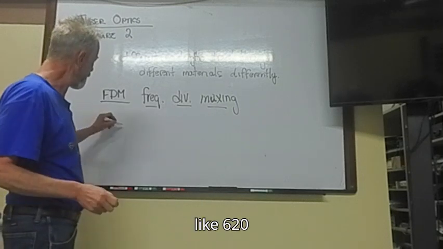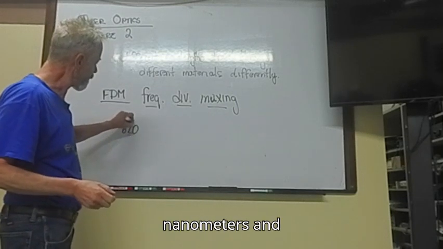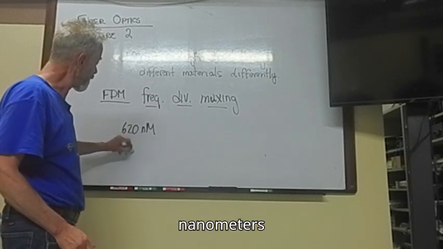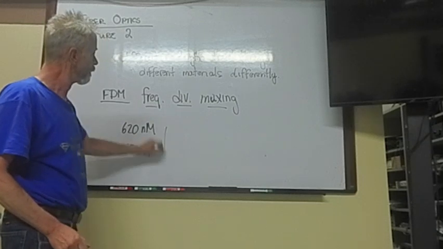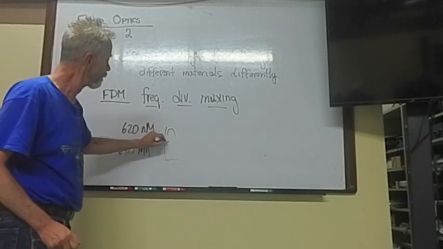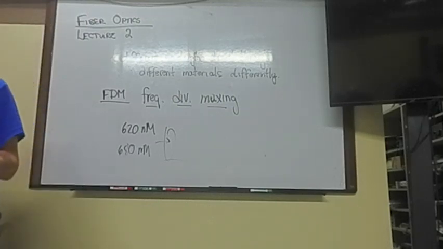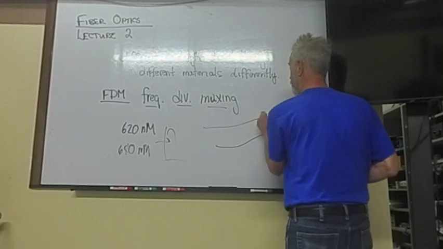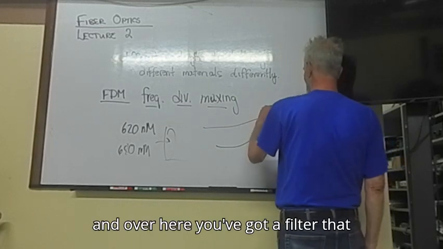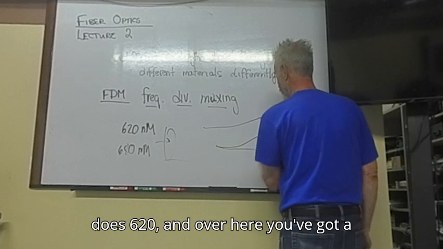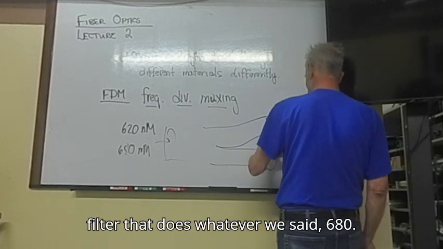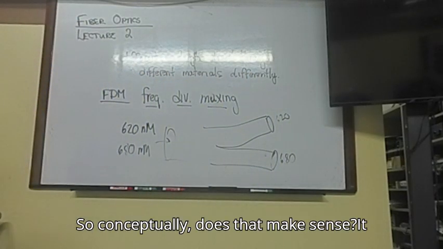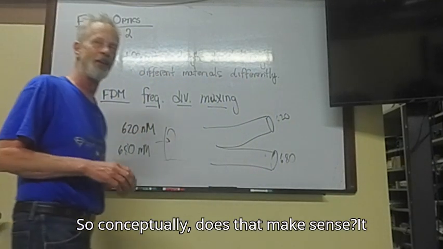Could I send 620 nanometers and send 680 nanometers in the same tube? Filter it out. And then just split the data over here. And over here you've got a filter that does 620. And over here you've got a filter that does whatever we said, 680. So conceptually, does that make sense? Looks like a pair of pants.